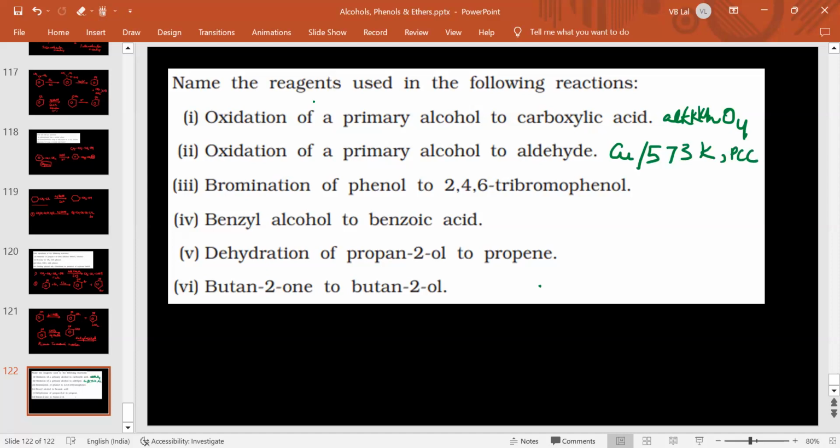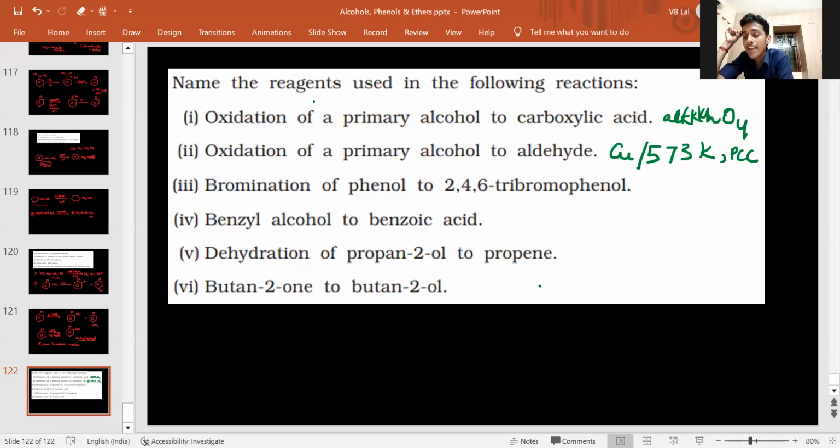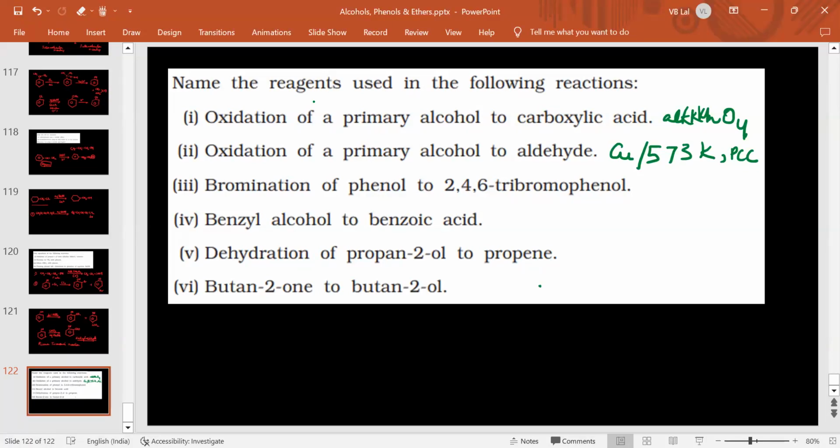Bromination of phenol to give 2,4,6 tribromophenol. At 513 Kelvin, it will give an alkene? No, it gives an alkene if your sulfuric acid is at 170. Copper at 573 can give alkene only from tertiary alcohol. Primary alcohol will give aldehyde. Secondary alcohol will give ketone. All right.